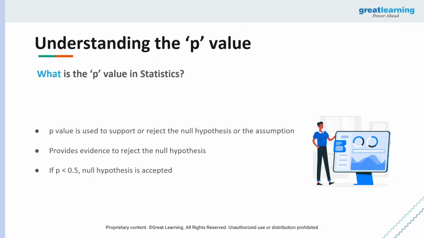Suhail has a perfect answer. If p is less than 5, accept the null hypothesis. Yes, that's a very common practice.